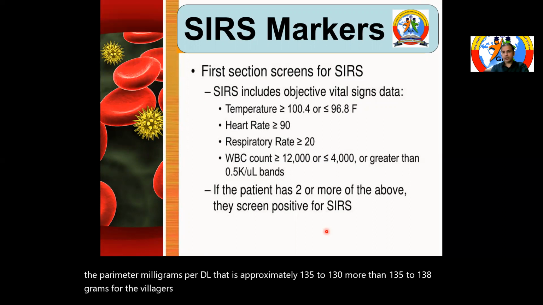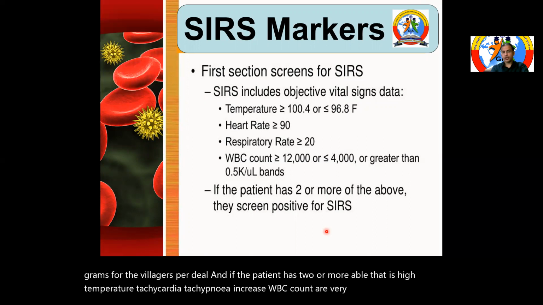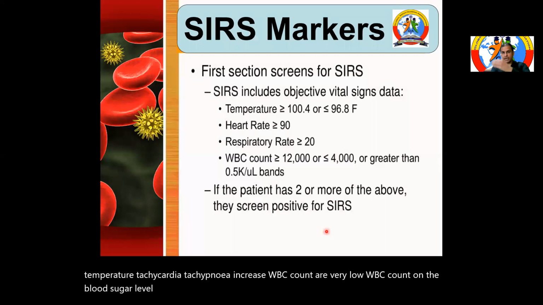And if the patient has 2 or more of the above, that is high temperature, tachycardia, tachypnea, increased WBC count or very low WBC count, and elevated blood sugar level, if any two of these criteria are seen in the patient, then the patient is positive for SIRS.